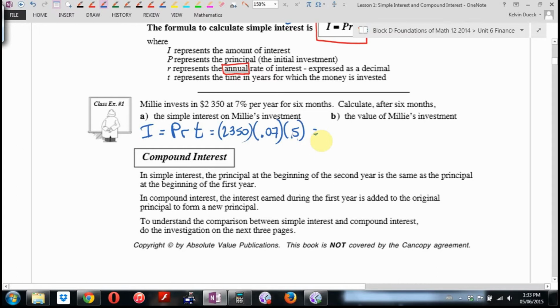How much interest will she earn in 6 months? Get a question? Question? Might have been good.